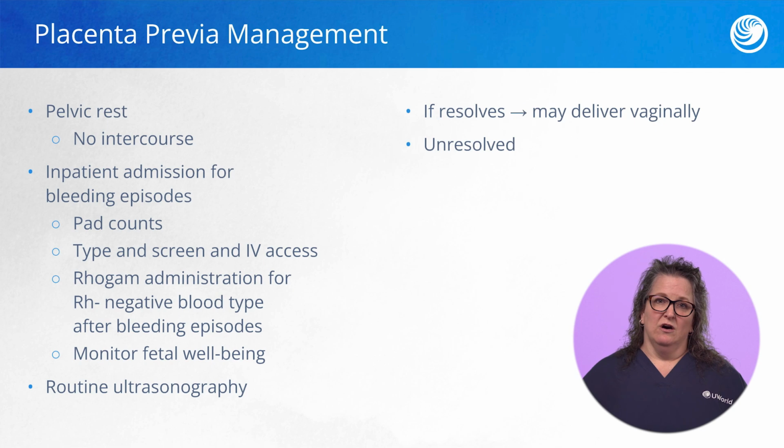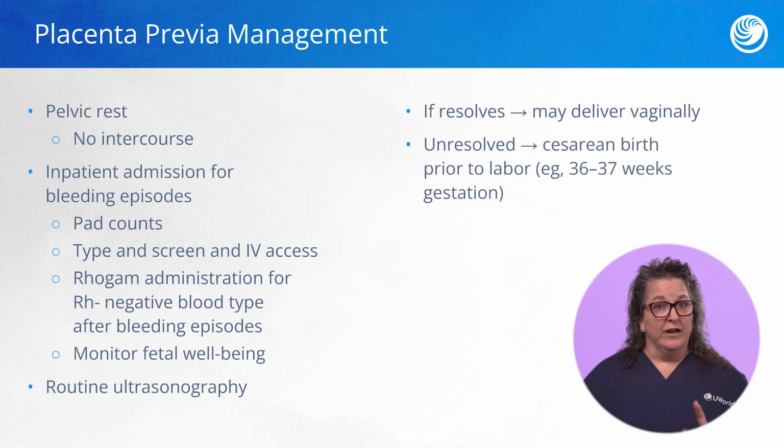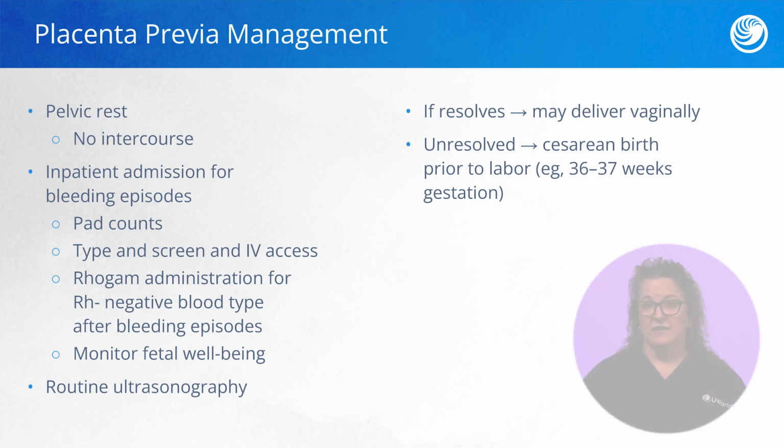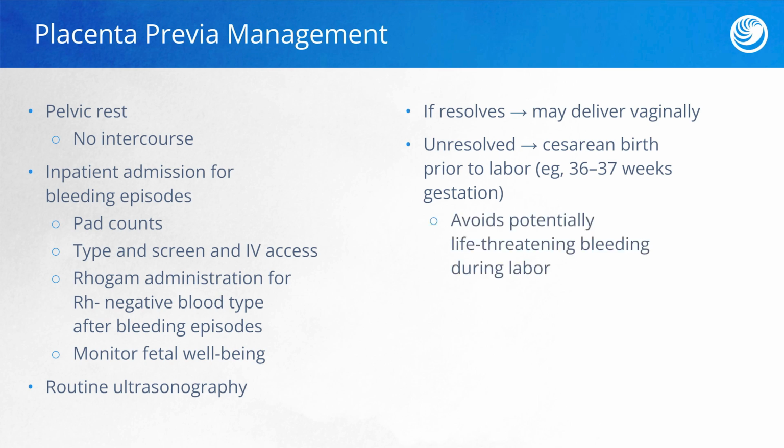If unresolved, a cesarean birth prior to labor will be performed, normally around 36 to 37 weeks gestation. This avoids potentially life-threatening bleeding during labor. An emergency cesarean birth will be performed if maternal hemorrhage is present, and if the bleeding cannot be stopped, a hysterectomy may be necessary.